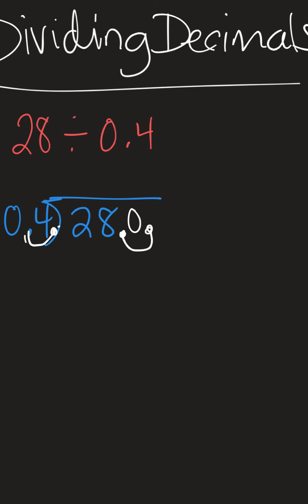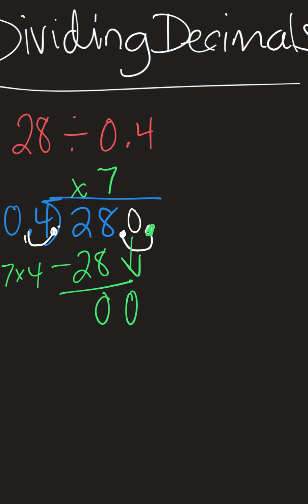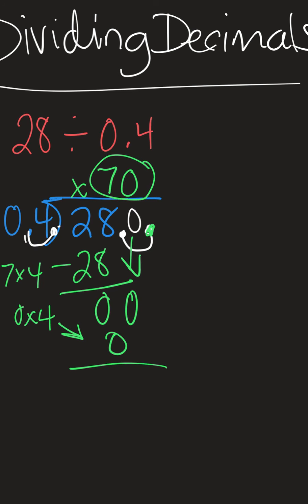Okay? Now from here, 4 goes into 2 0 times. 4 goes into 28 7 times, so I'm going to multiply 7 times 4, get 28. When I subtract, I get 0, but I still have this 0. Now I moved this over. This is 280, so I'm going to bring the 0 down, and of course, 0 times 4 equals 0, and I have my answer. Okay?